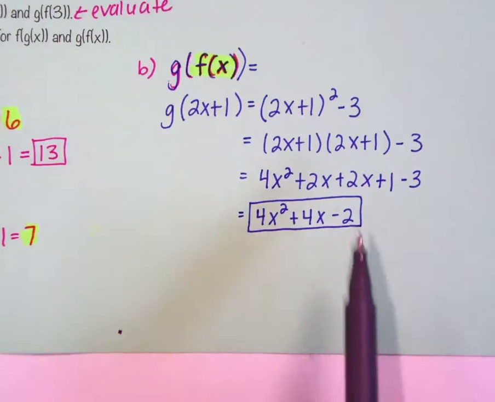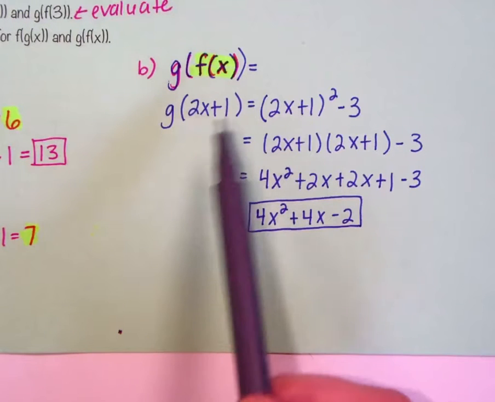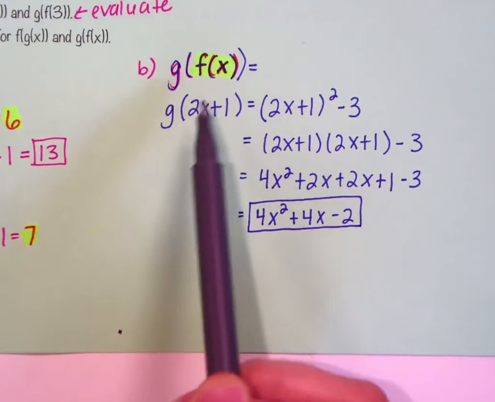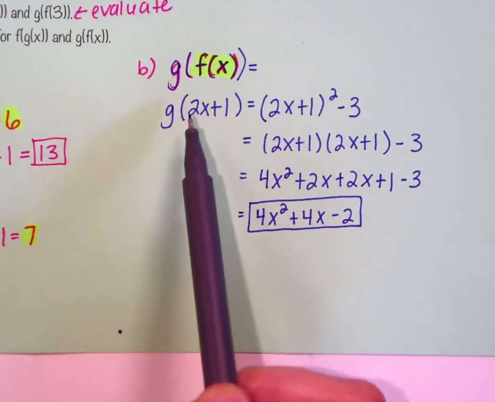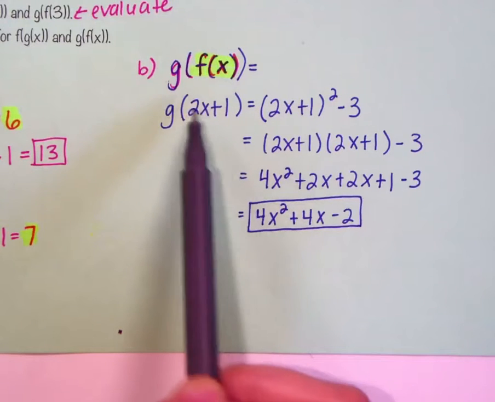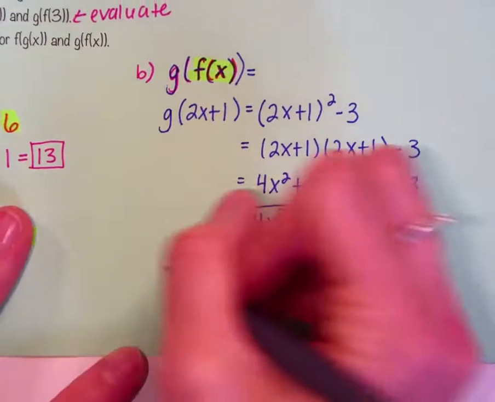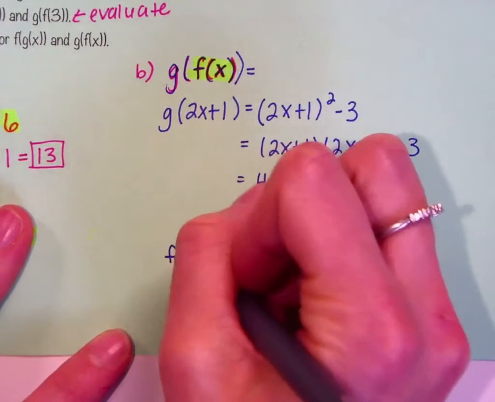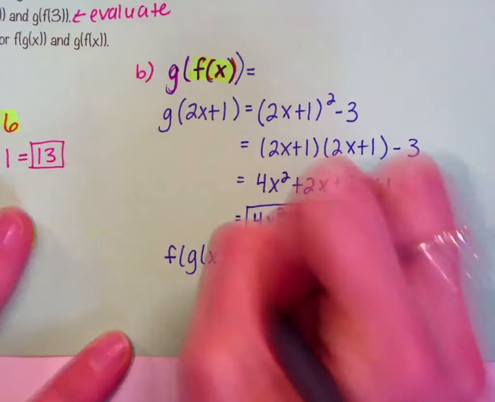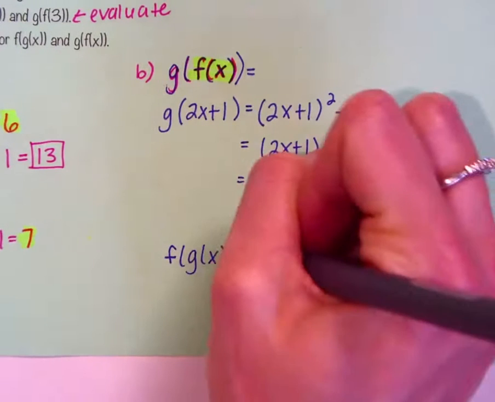This is a composition because this equation right here, 2x plus 1, is the output for f and the input for g. So that's what gets plugged in to g of x, sorry. So why don't you guys find the other formula? You guys find f of g of x.